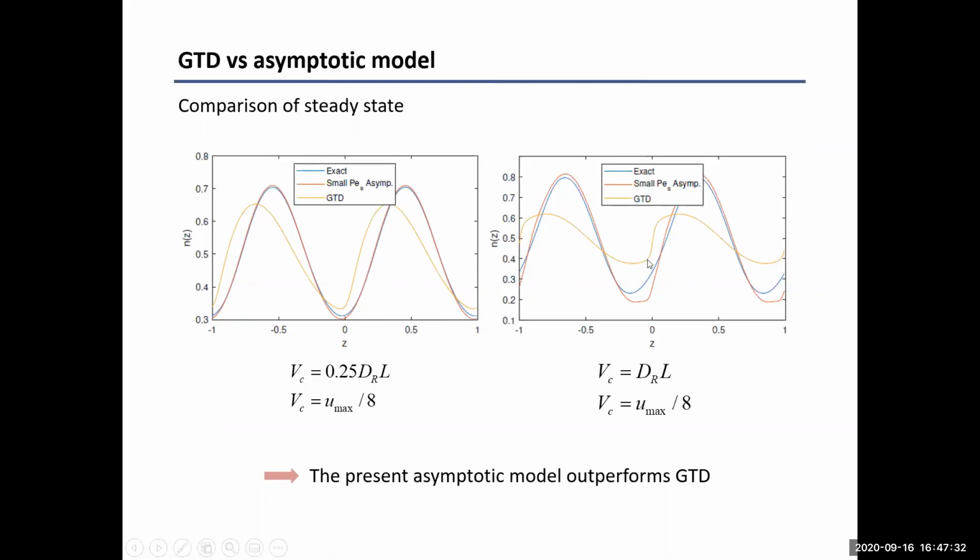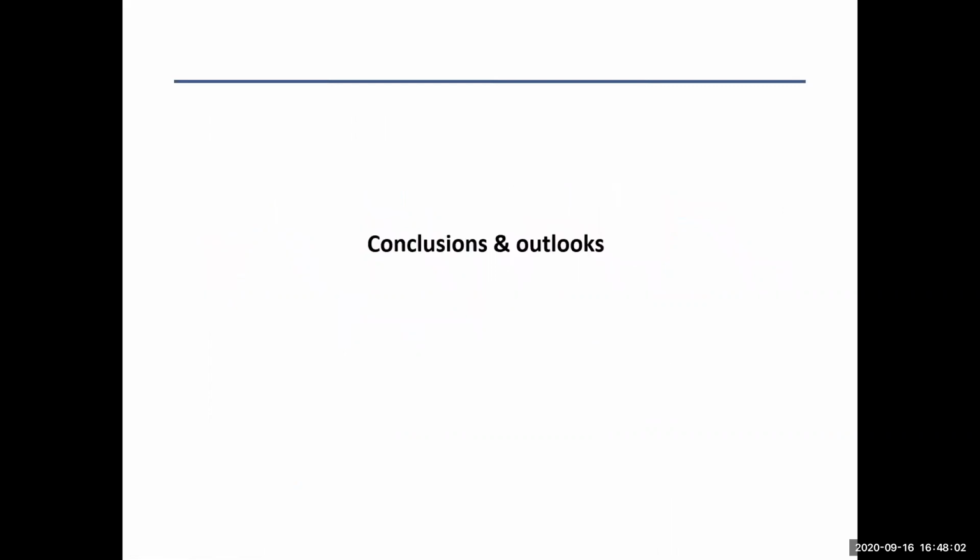Okay, that behavior becomes even more pronounced in this case. That is largely because GTD behaves much worse than our asymptotic approximation. So clearly, we have shown that our new model performs much better than generalized Taylor dispersion theory, and we now hope to use it for our future study. So maybe let me conclude my talk.